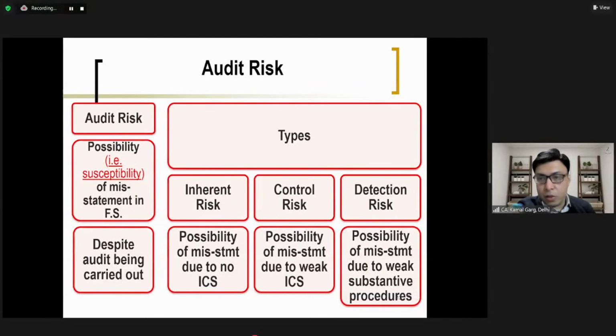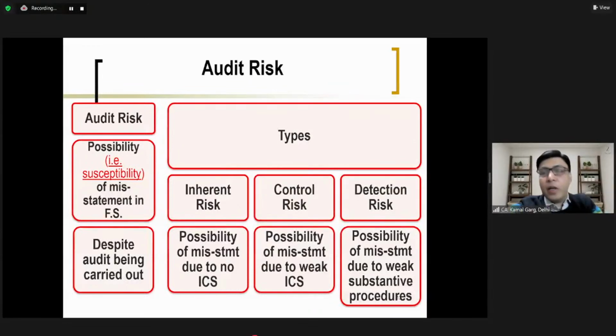Technically, this possibility is also known as susceptibility. Audit risk is the possibility or susceptibility of misstatements in financial statements, despite audit being carried out. So what is the point coming up? Audit is conducted, and despite audit being conducted, misstatements may, I repeat the word and emphasize, may still be there in financial statements. That may is known as susceptibility of misstatements, and technically it becomes nothing but audit risk.